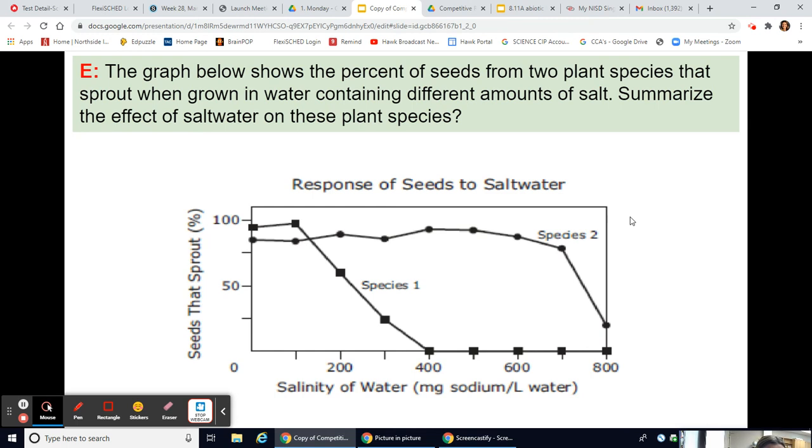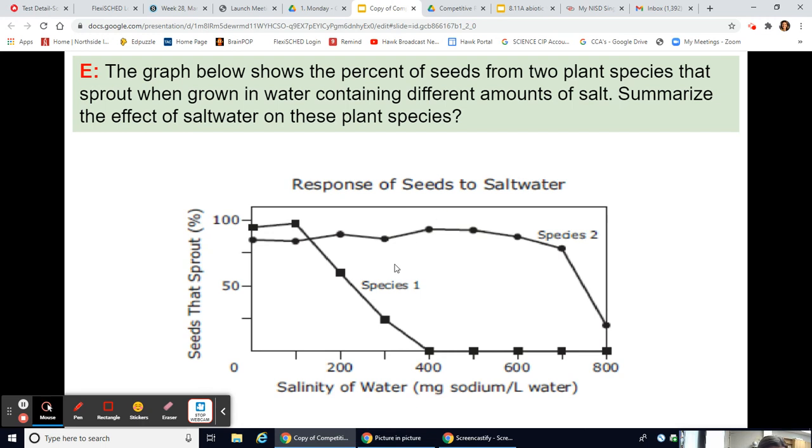Hey, for your exit question today, it's a STAAR test question on competition. It reads, the graph below shows the percent of seeds from two plant species that sprout when grown in water containing different amounts of salt. Summarize the effect of salt water on these plant species.